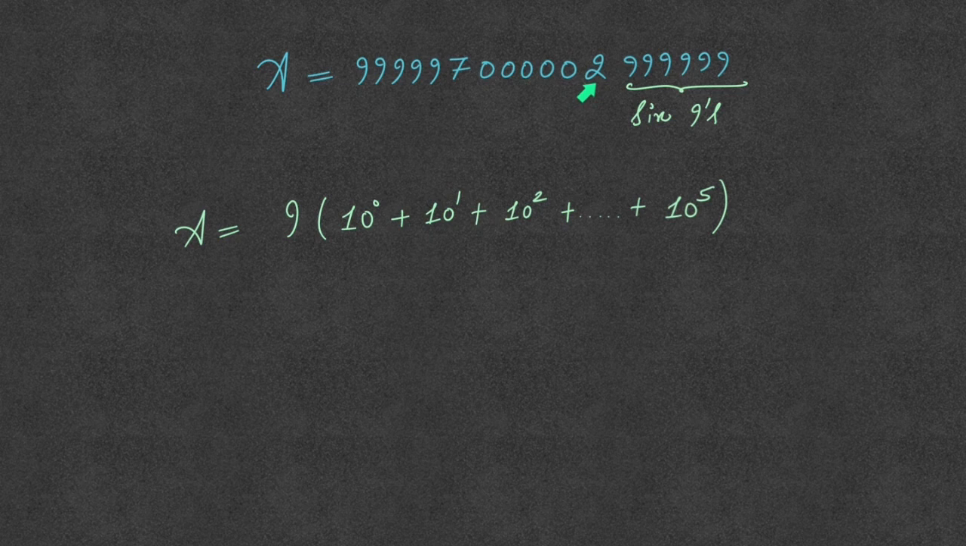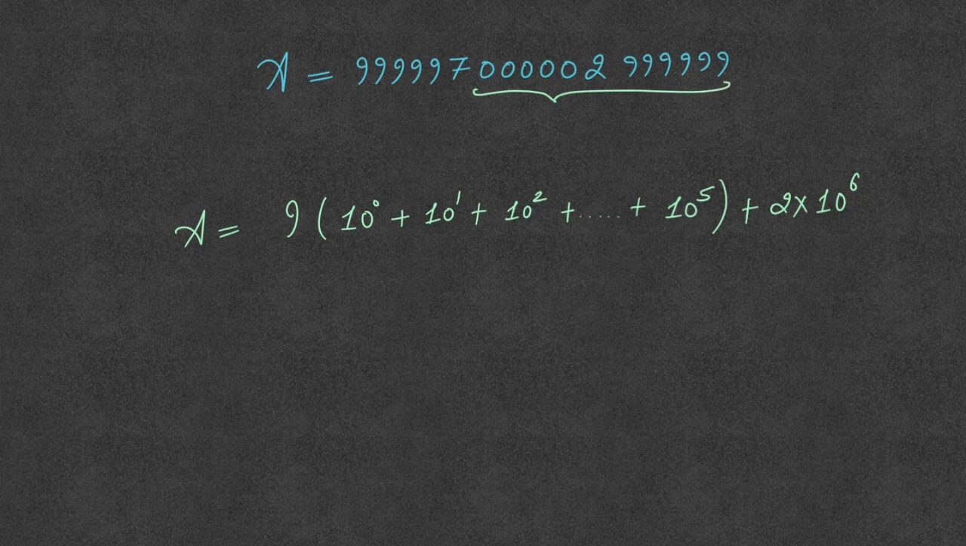Now this 2 here is present at the 7th place, so I can write it as plus 2 into 10 raised to power 6, because this 2 comes before this 9. So this 9 here is just present in the form of 10 raised to power 5. So 2 will be present in the form of 10 raised to power 6.